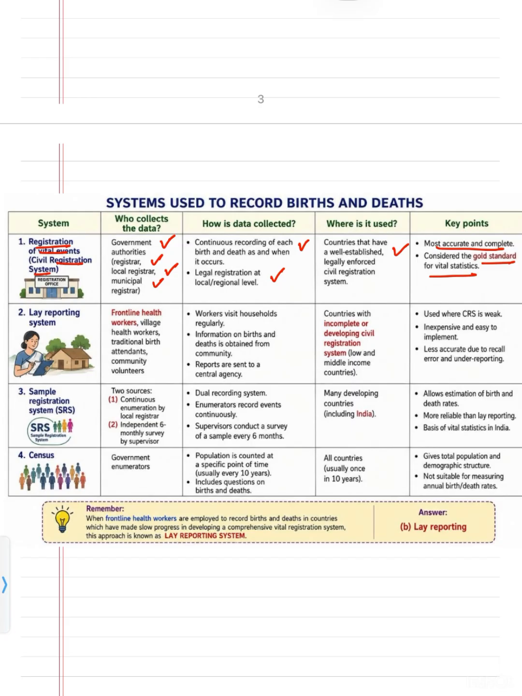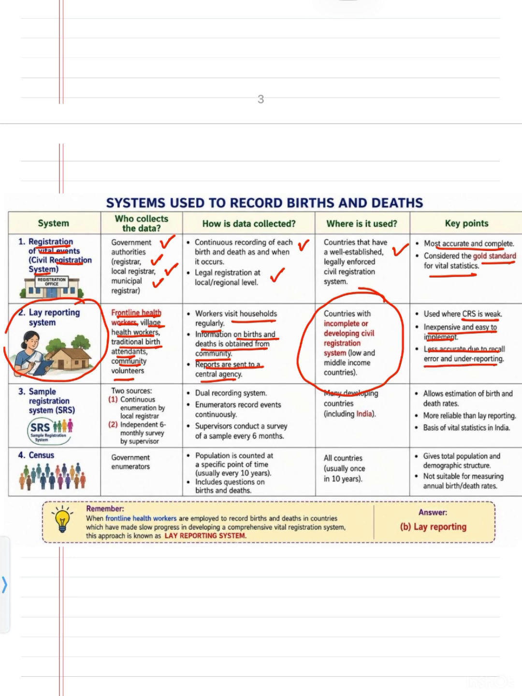Second is where these are not available, like the lay reporting system in some villages. There are frontline health workers, village health workers, traditional birth attendants, community volunteers. Workers visit households regularly, and information on births and deaths is obtained from the community. Reports are sent to the central agency. Where is it used? In countries with incomplete or developing registration systems, like low or middle income countries. It is used where the CRS is weak; it is inexpensive and easy to implement. It is less accurate due to recall error and under-reporting. Somebody didn't report it, so it will not come into the lay reporting system.